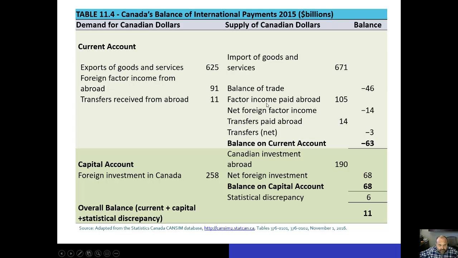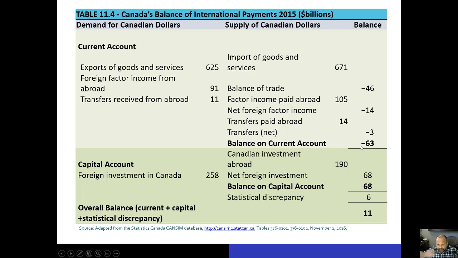Now, factor income paid abroad, so this is money leaving the country, was 105. Net foreign factor income then is the difference between the 91 and 105, so that's negative 14. And then transfers paid abroad, if we net that out with transfers received from abroad, we would get negative 3. So in this example, the overall balance on the current account is negative 63.